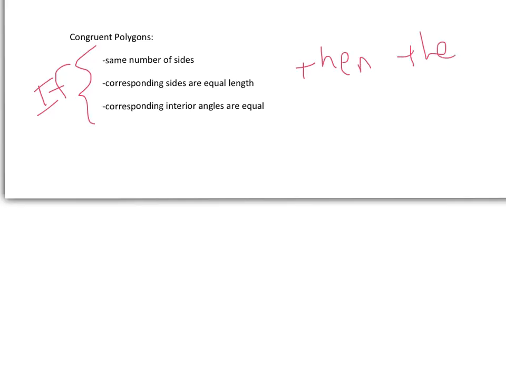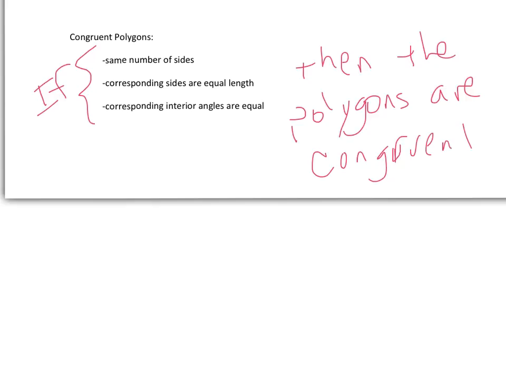the polygons are congruent. Remember our symbol. We're going to be writing congruency statements here in a little bit. There's our congruency symbol.